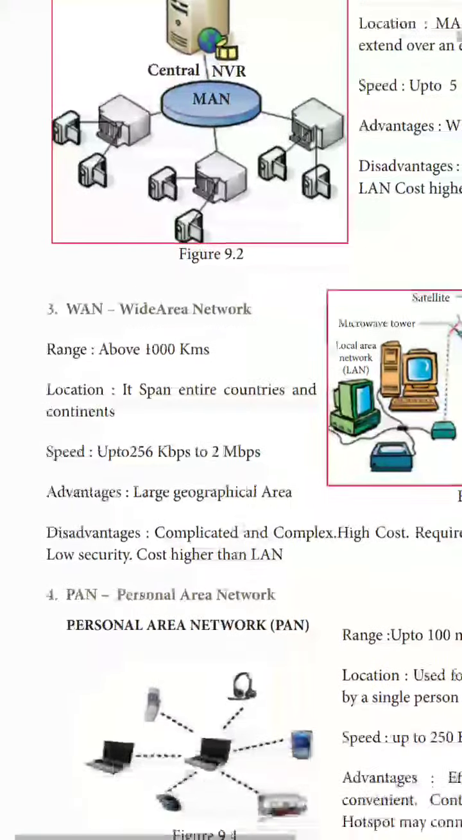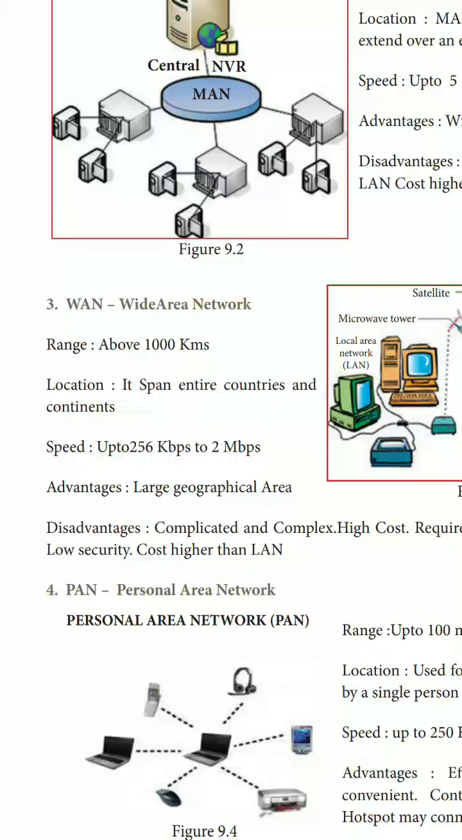Next is wide area network. You can see that the range is above 1,000 kilometers. It is used to connect countries and government projects, cities, nations, and countries. So this is wide area network, and it spans an entire country and continent. It is used to connect continents and countries.